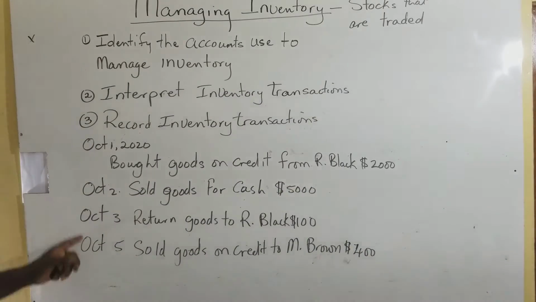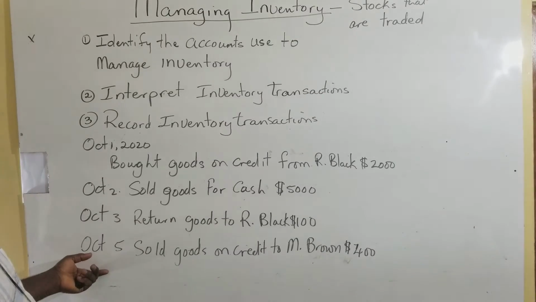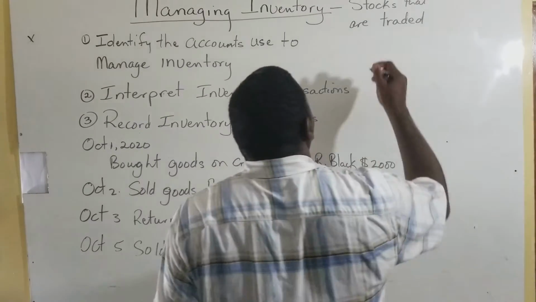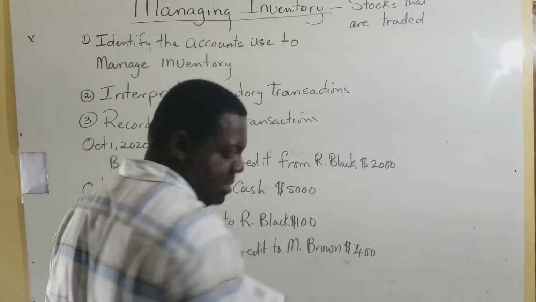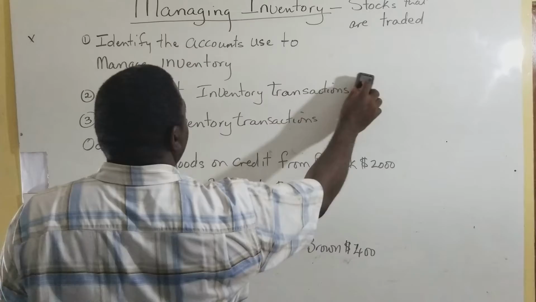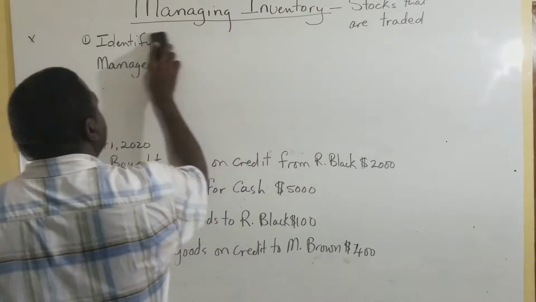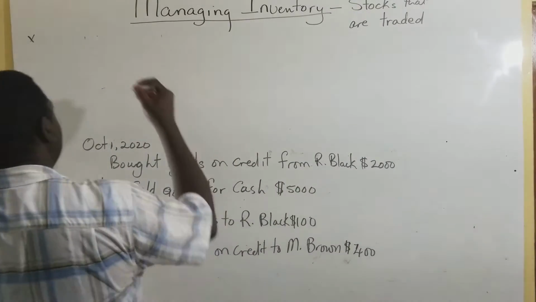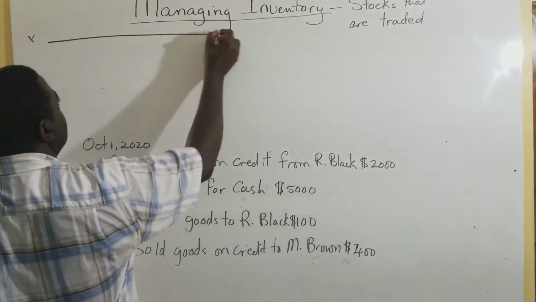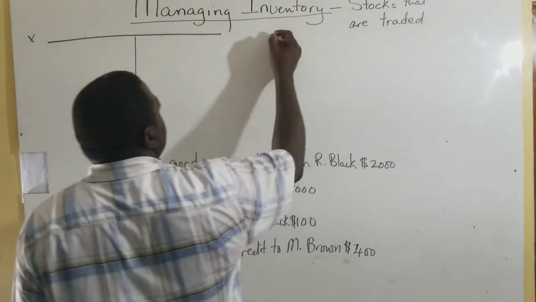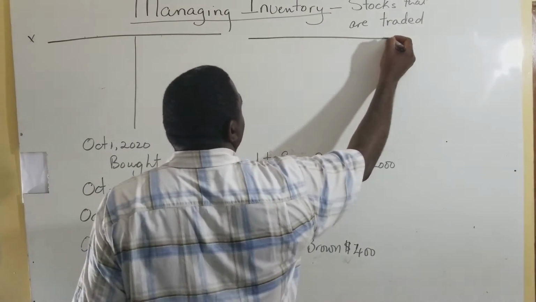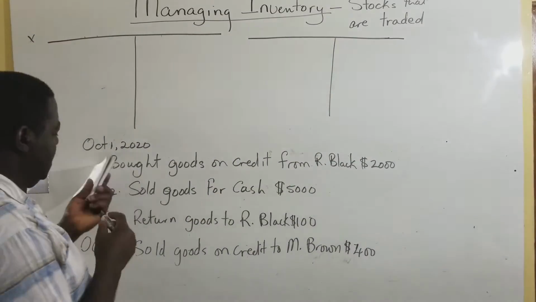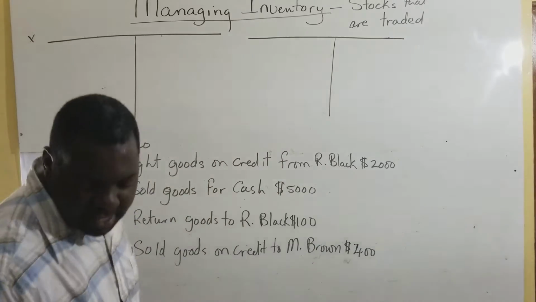All right, so we have 4 transactions that are on the board, and we are going to be recording these transactions using the double entry system. So let's begin. I'm going to be taking out these objectives here. All right, so let's go. So we're going to open our accounts. Okay, there's another one here. So the first transaction says we bought goods on credit from R Black.